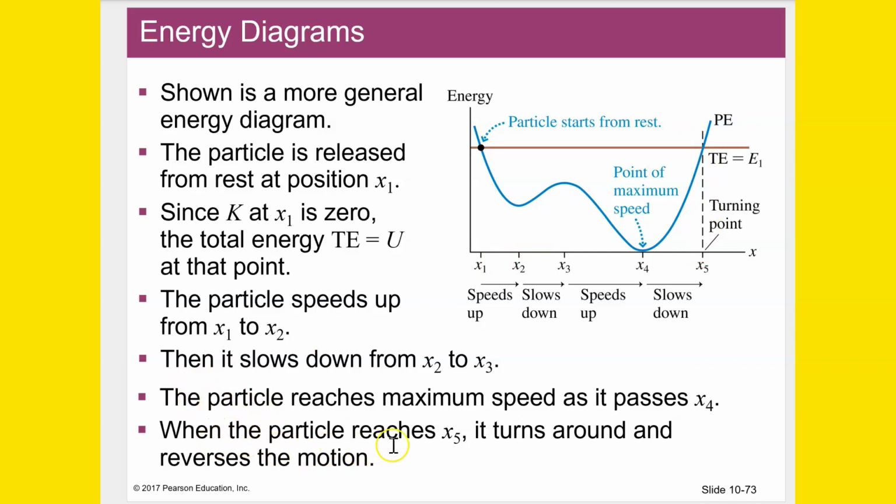When the particle reaches x5, it turns around and reverses the motion. So when it gets to this point, if some other outside force doesn't cause things to change, then it's going to just reverse that process. Think of it like if you had a ball going all the way up here, then all the way up here, then it would just continue on. If there's no friction, it would just continue on in that pattern.